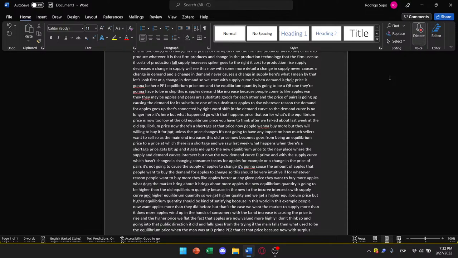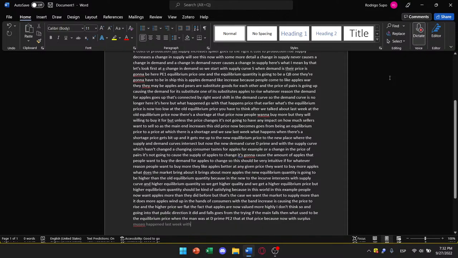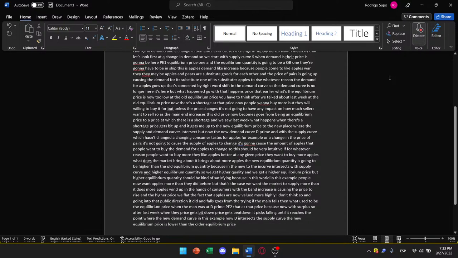We saw what happened last week when there's a surplus. Price gets bid down. It keeps falling until it reaches the point where the new demand curve, in this example now D, intersects the supply curve. The new equilibrium price is lower than the older equilibrium price. That too should be intuitive, that result.